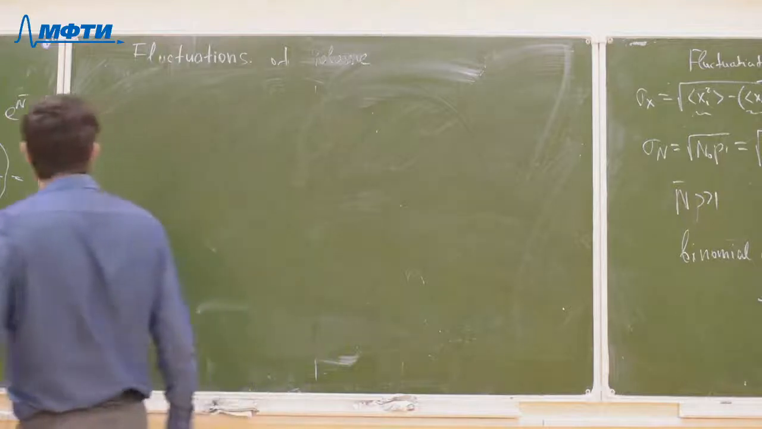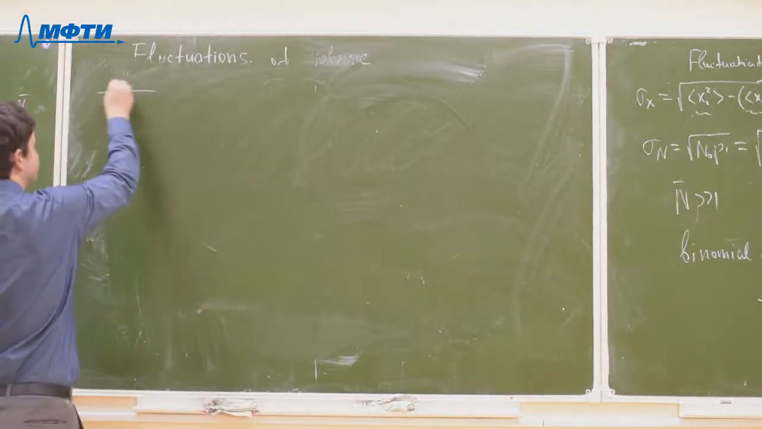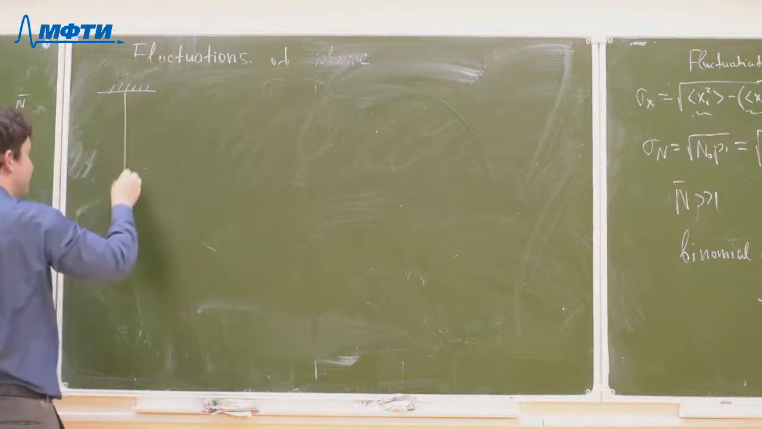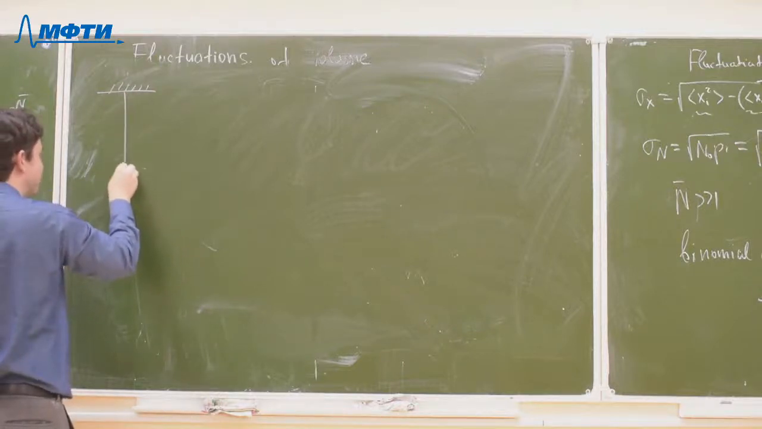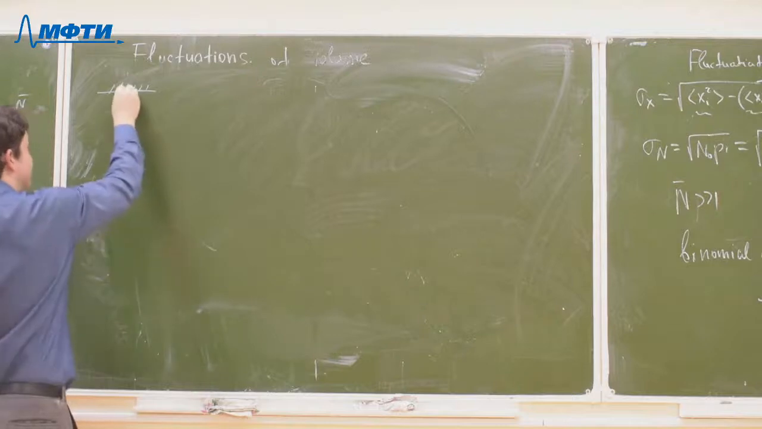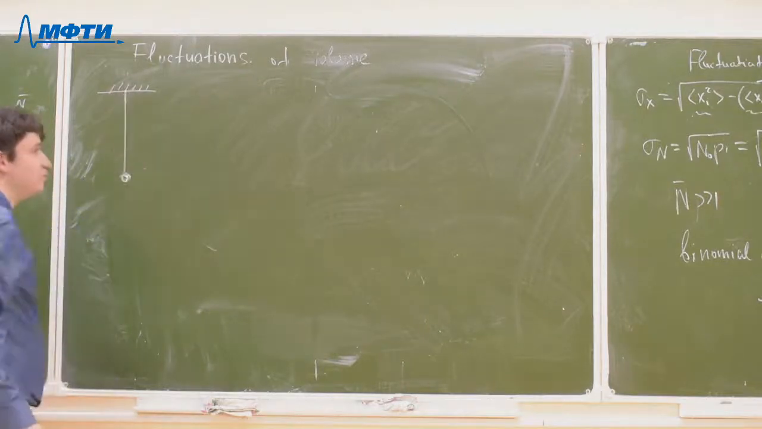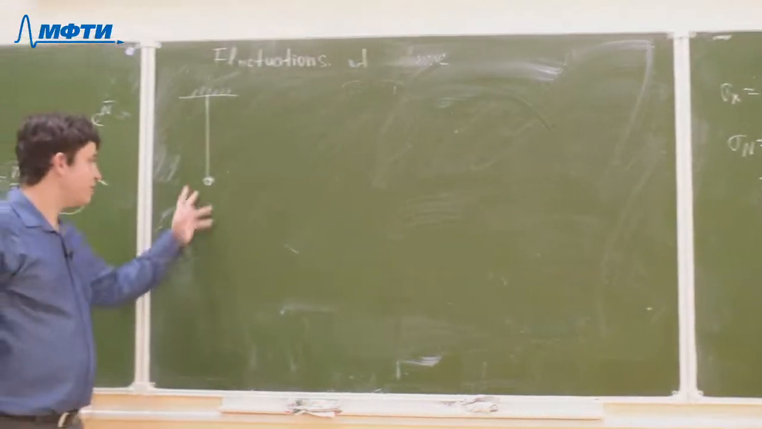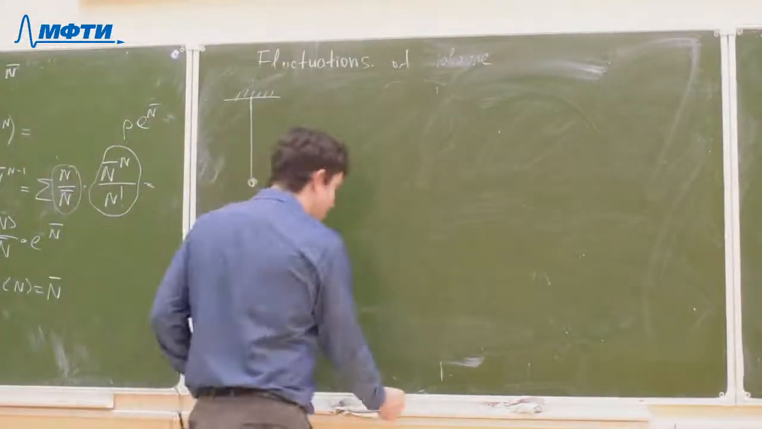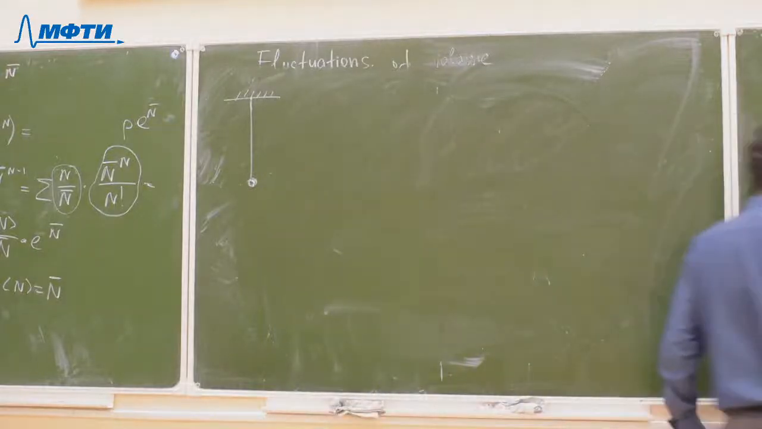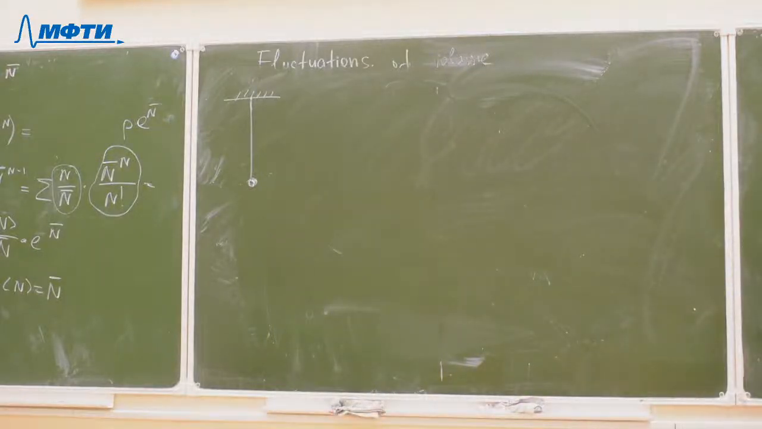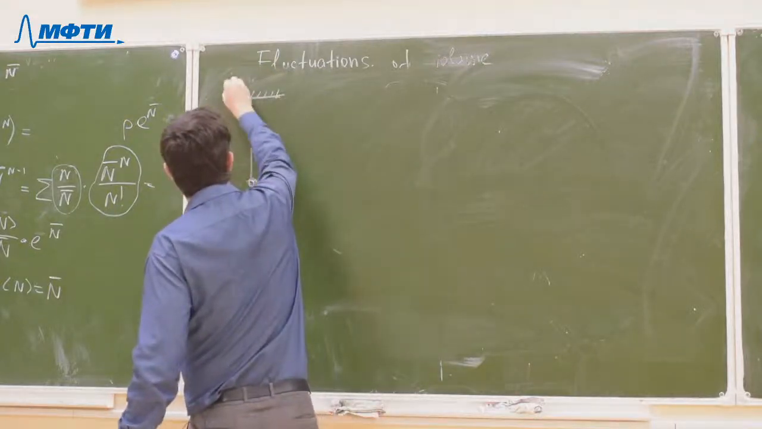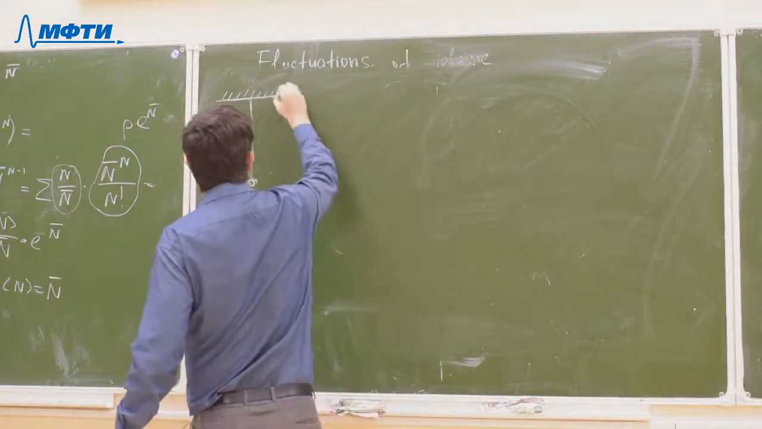Well, first of all, I would start with Gibbs distribution for a pendulum. The problem seems completely unrelated to the problem which I want to discuss, but it would give us some hint on how to calculate fluctuations of volume.